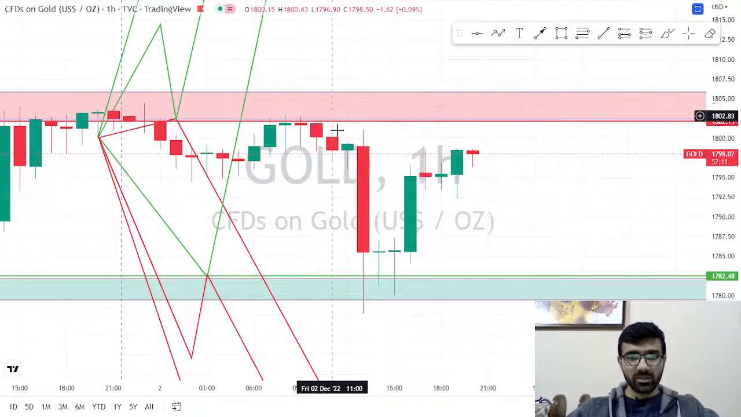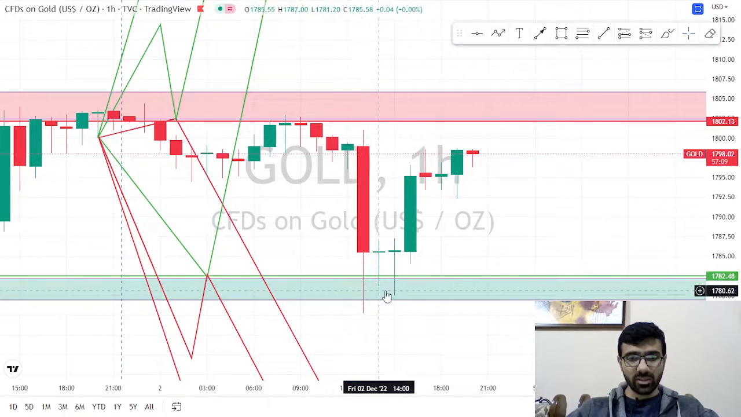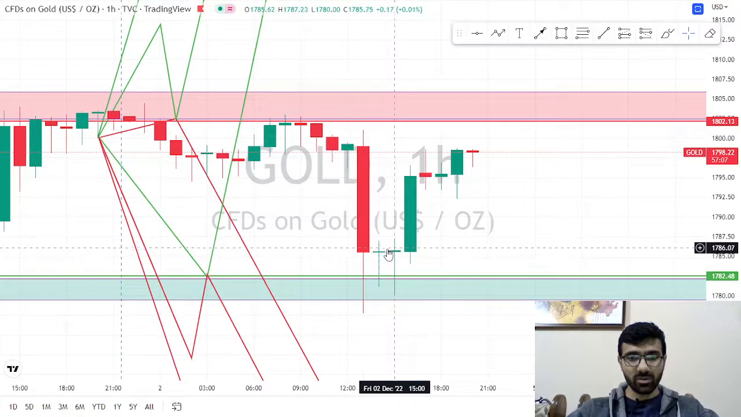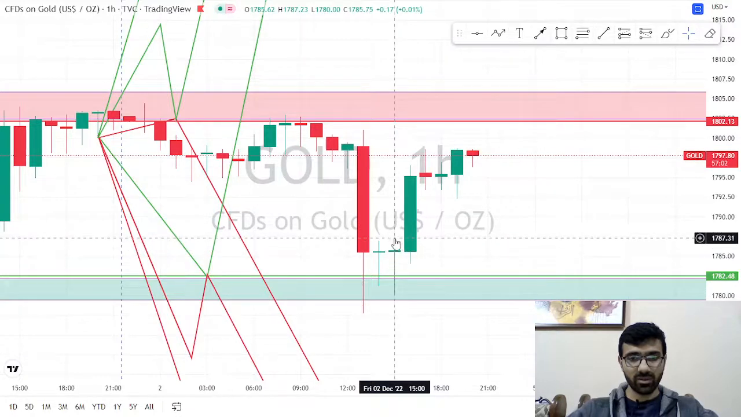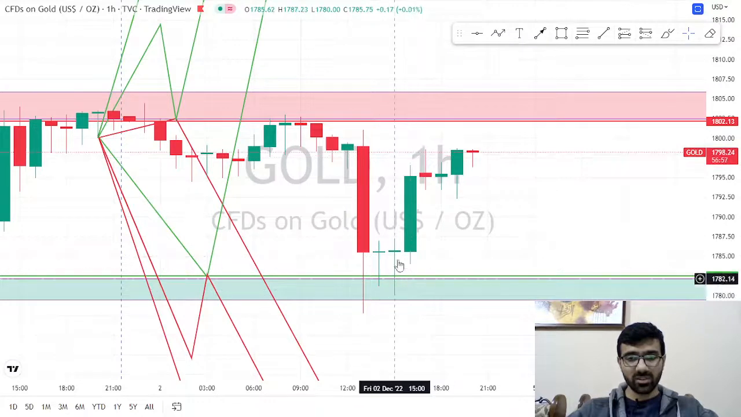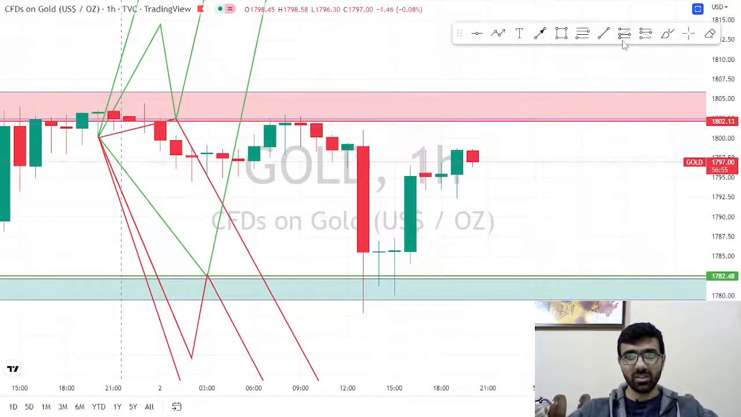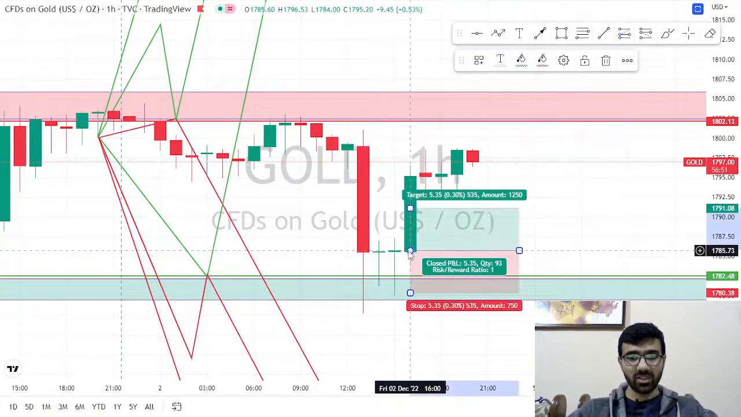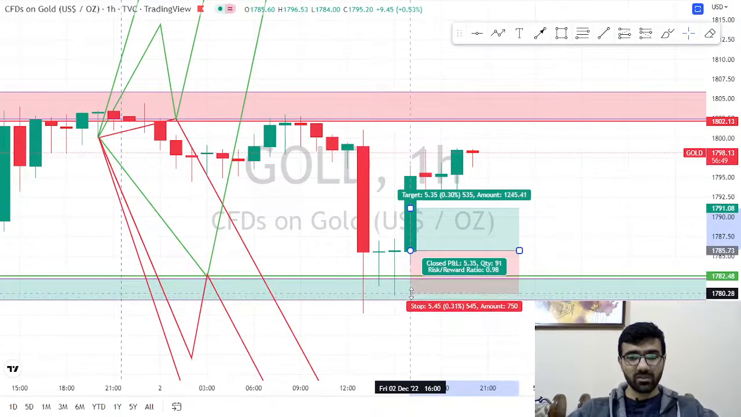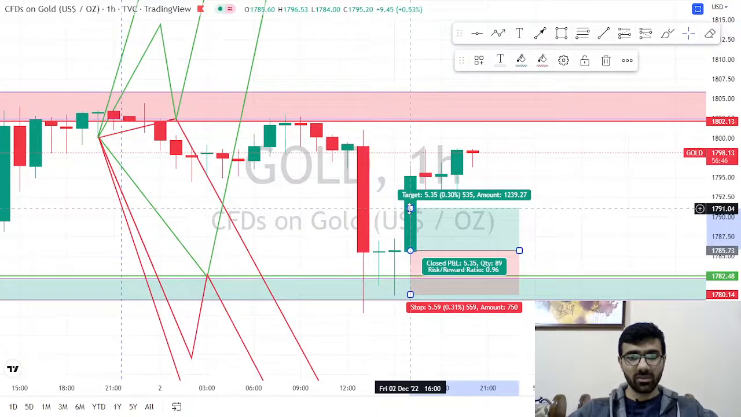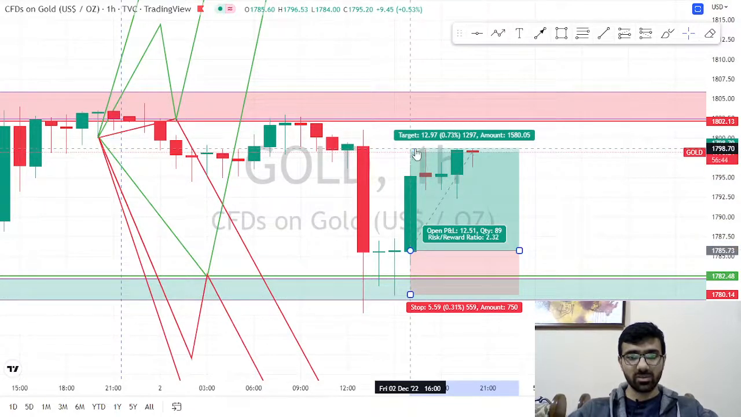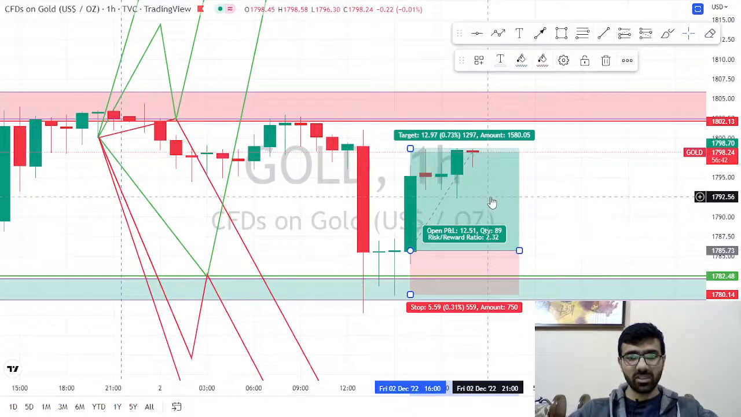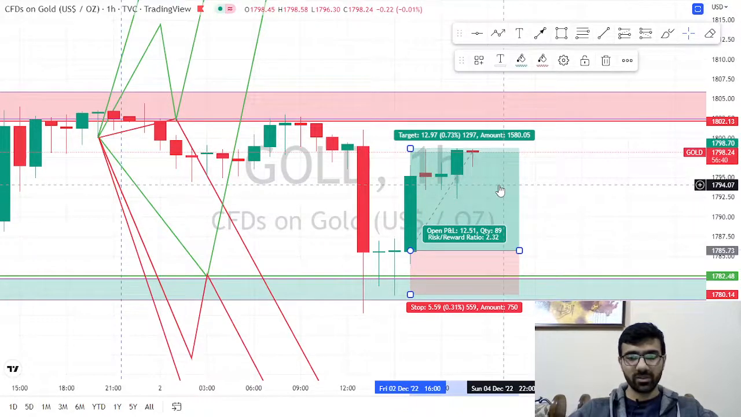Then once the market tested our area of support over here, we could go long after the closing of this candle, but we would have hit our stop loss in the very next candle. But once again, market tested our support area and closed above this area. So then we could take a long trade over here once again. Stop loss would be just below this candle and our take profit would be approximately 2.3%, and this trade would still be running in profit.